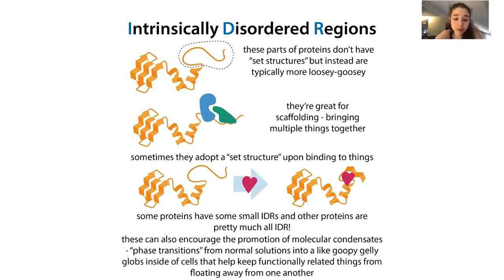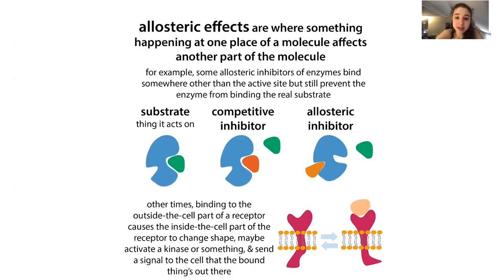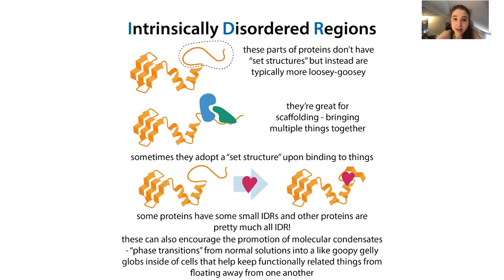And so we can talk about how you can have these linker regions and that sort of thing that are more flexible. You can also have regions of proteins that are just super duper loosey-goosey. We call these intrinsically disordered regions. Basically here we talk about beta strands, we talk about alpha helices, there are some other motifs that we see where they have this strong secondary structure. But then there's also regions that we call intrinsically disordered regions, or IDRs.